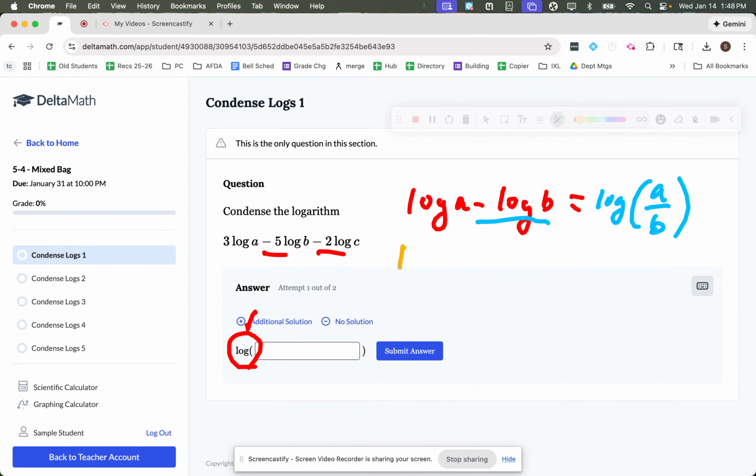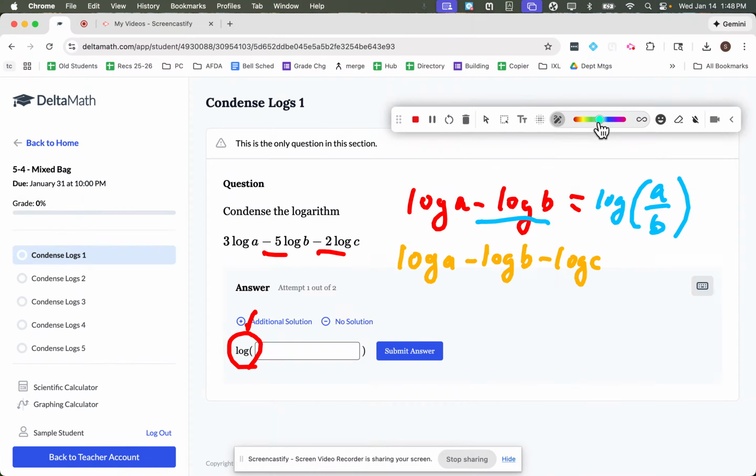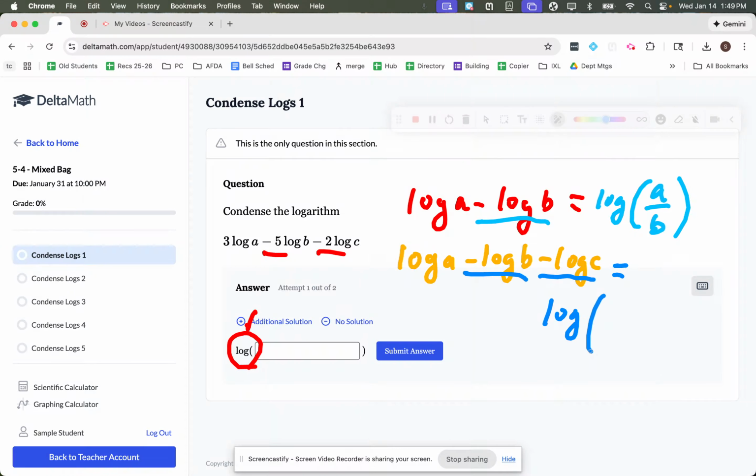Okay, well here's the rule. For the terms that have negatives, meaning like this term and this term, these two both go into the denominator. Log of a, because that's the positive term, and then BC.